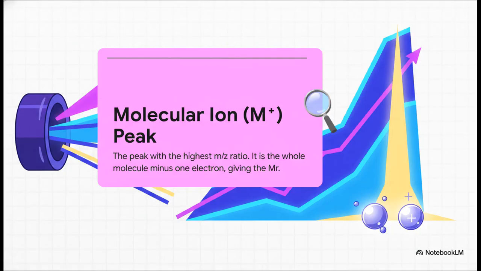Okay, this next bit is absolutely crucial. It's the molecular ion peak, or M+ peak. This is the star of the show. It's the peak with the highest mass-to-charge ratio, or m/z value. That basically means it's the heaviest thing detected, so you'll find it all the way over on the right-hand side of the graph. And here's the magic part. Its value on the x-axis is the relative molecular mass, the Mr, of your molecule.